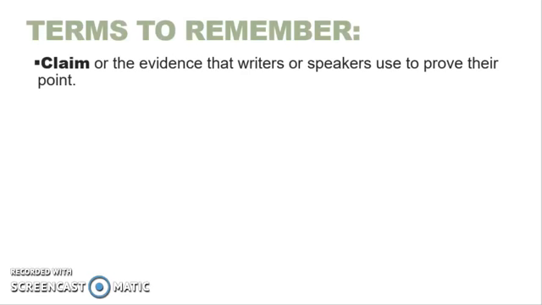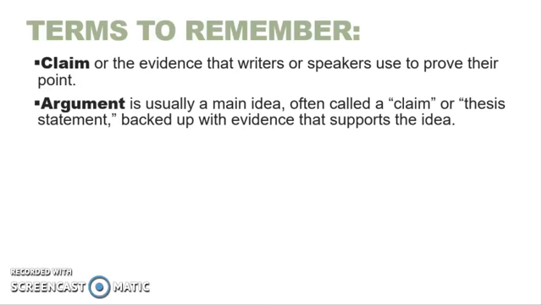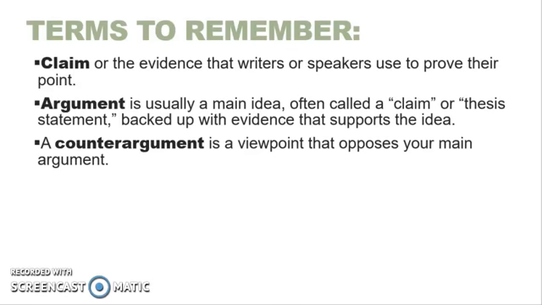But before we begin defining what a position paper is, let's keep in mind the following terms first. We have the claim. It means the evidence that writers or speakers use to prove their point. The argument. It is usually a main idea, often called the claim or thesis statement, backed up with evidence that supports the idea. We have the counter-argument, or the opposite of the argument. It is a viewpoint that opposes your main argument.